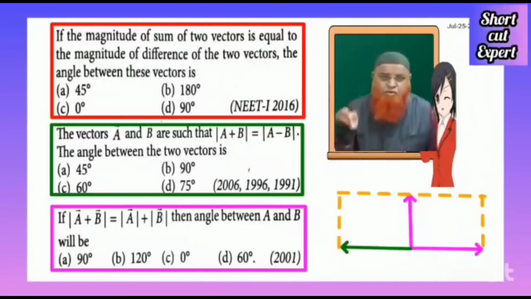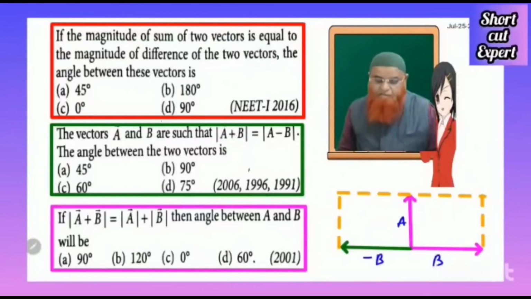Every time I say, and I will prove it also inshallah. You just see here now. So what I'm going to do here is, you can just see the magnitude of the sum of two vectors is equal to the magnitude of the difference. Let us imagine this is vector A, this is vector B, and now this is a negative vector, minus B, which is reverse to B.